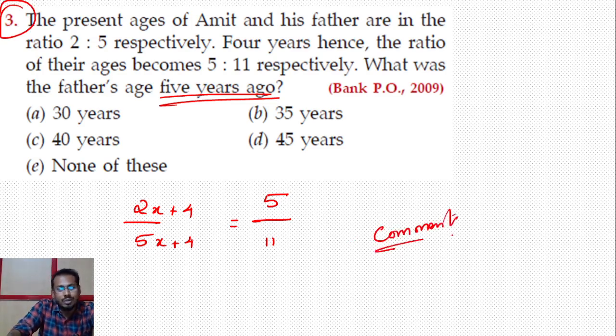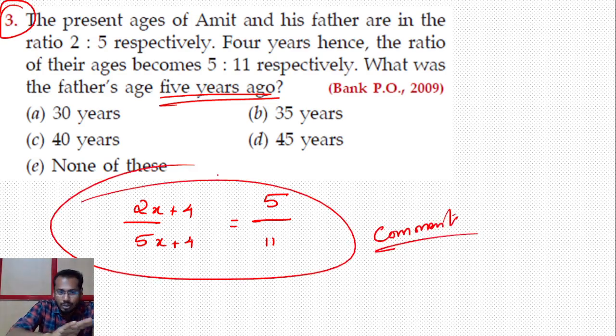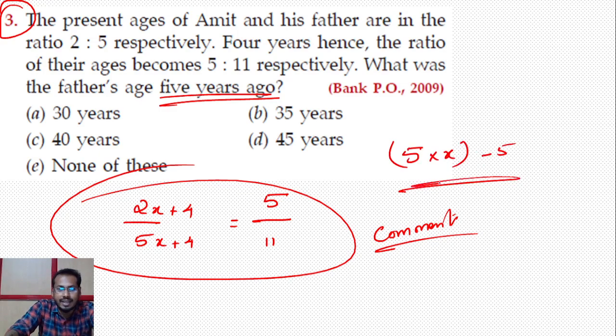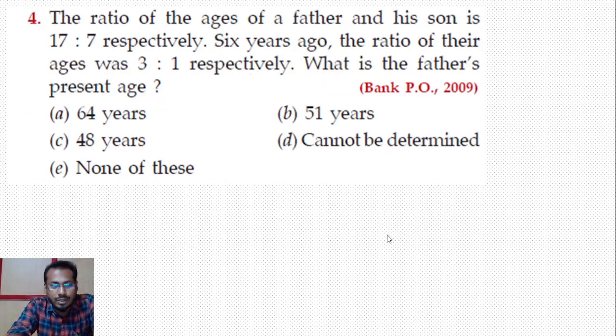Okay, so I have explained this concept. Just solve it and find the x value. If you got the father's age, the father's age is 5 parts, 5 into x. Then according to that, 5 years ago, so minus 5 will be the answer. So what is the x value? Find it. Right.